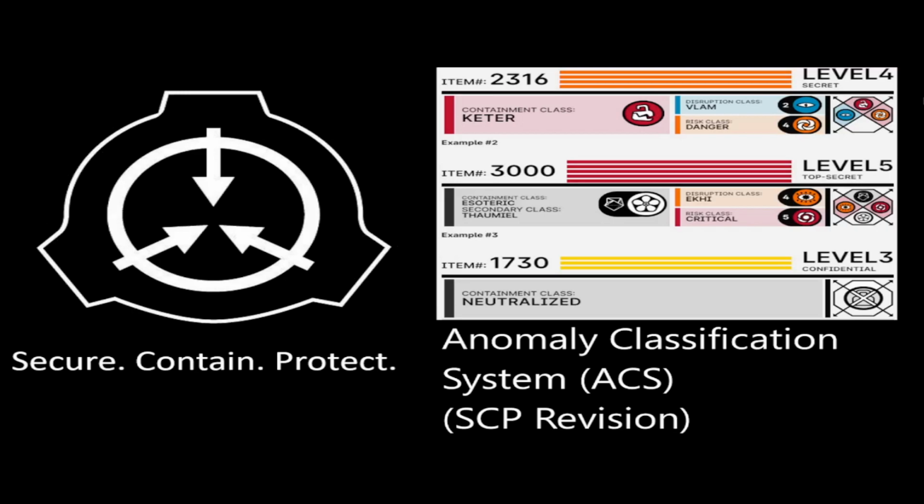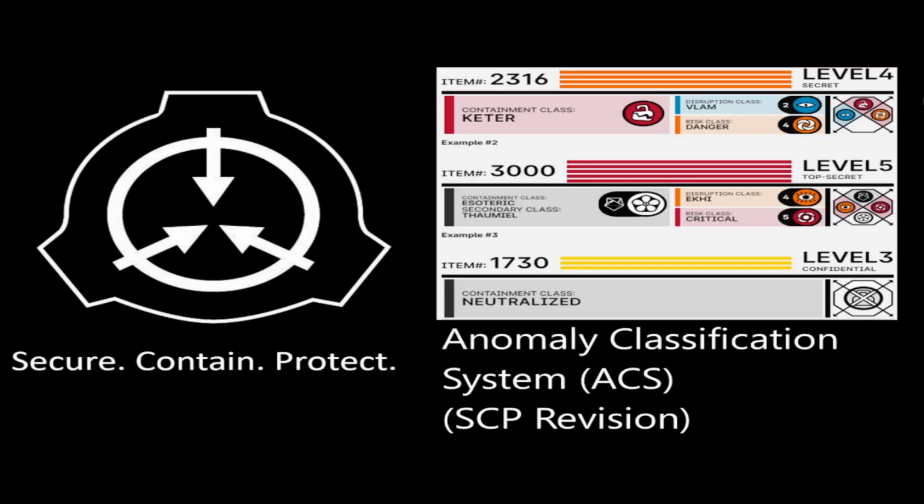Danger. The anomaly in question has a very high risk potential. Individuals nearby will be invariably exposed to harm, up to and including death. These effects are very difficult to mitigate. Critical. The anomaly in question has an extremely severe risk potential. Individuals nearby will invariably be exposed to acute, life-threatening harm. These effects cannot be mitigated.